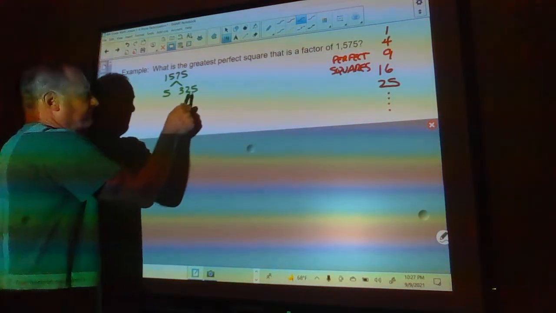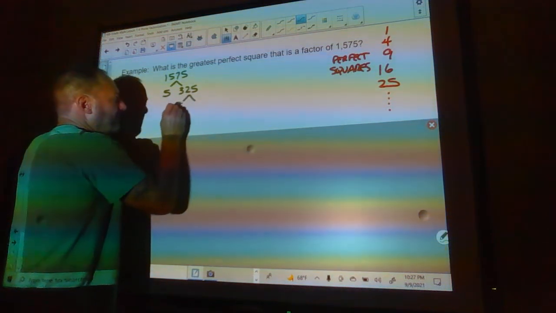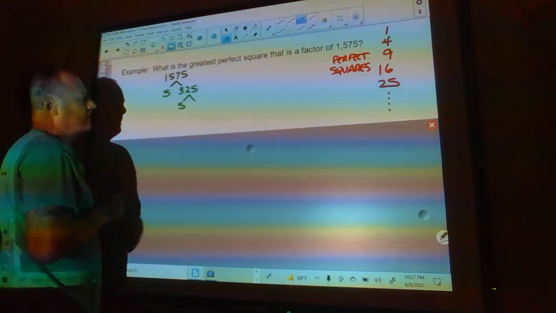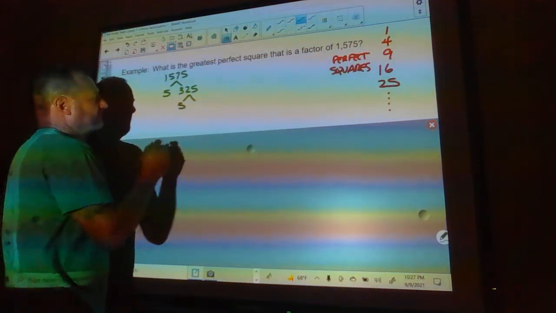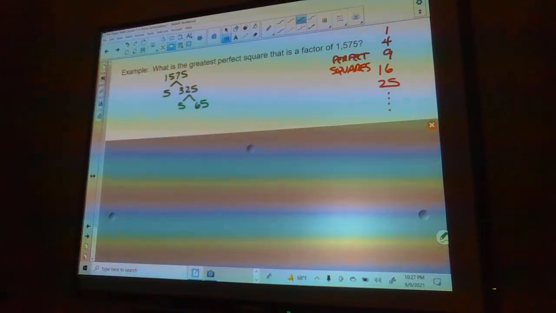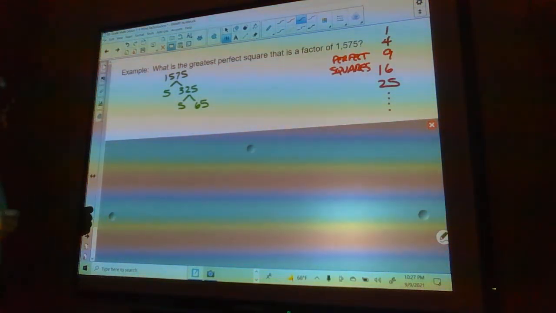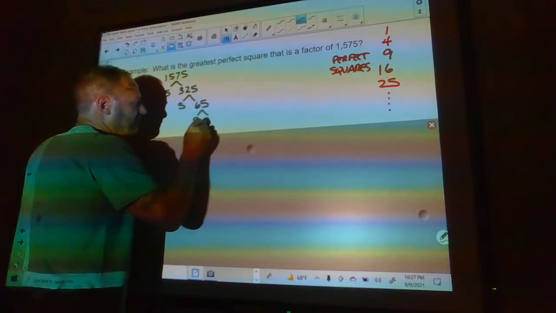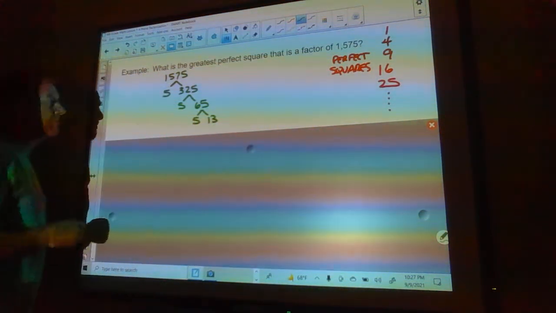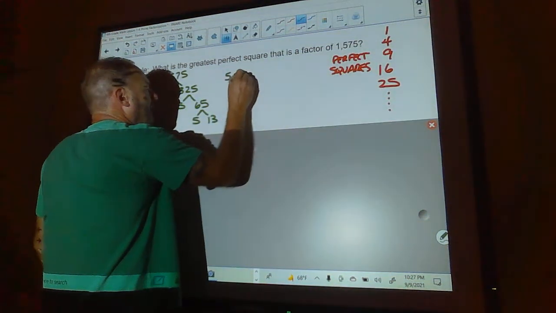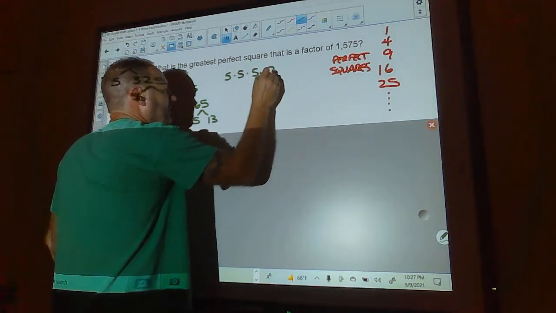Now that also ends in a 5, so it's divisible by 5. That will go in there 65 times. That ends in a 5, so it's divisible by 5. 5 times 13 is 65. So I have my prime factorization. The prime factorization is 5 times 5 times 5 times 13.